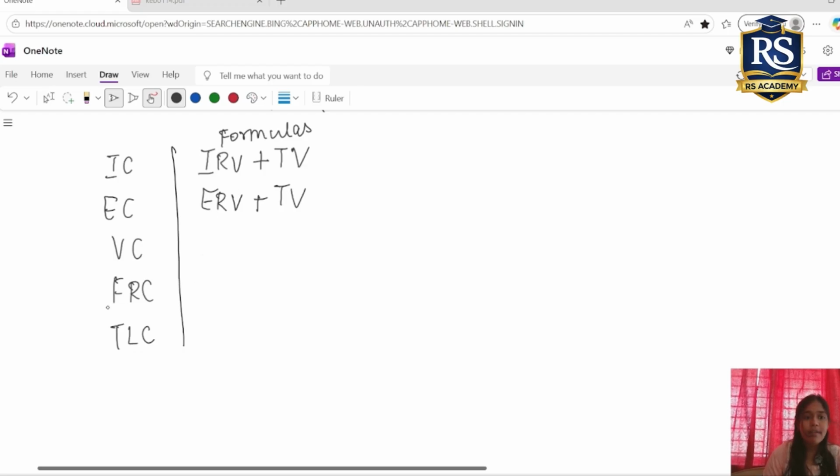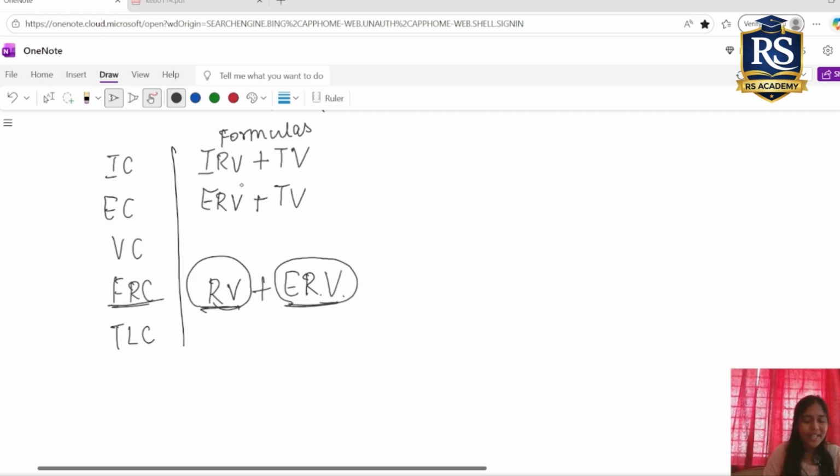And then comes the functional residual capacity. What is the formula of functional residual capacity? The volume of air that is remaining in the lungs after the normal expiration. So that we should have residual volume along with the expiratory reserve volume. Why are we having expiratory reserve volume here? Because after the normal expiration, the amount of air that is remaining in the lungs is residual volume, and the expiration value is expiratory reserve volume.